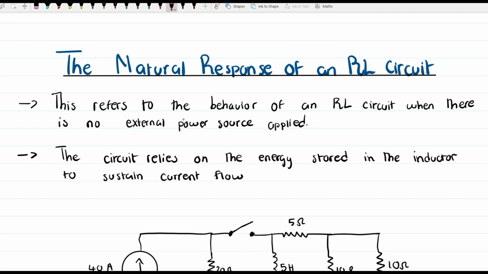Now let's talk about the natural response of an RL circuit. This refers to the behavior of an RL circuit when there is no external power source applied to the circuit. The circuit relies on the energy that is stored in the inductor to sustain the current flow.